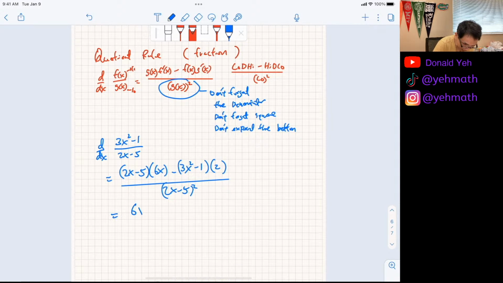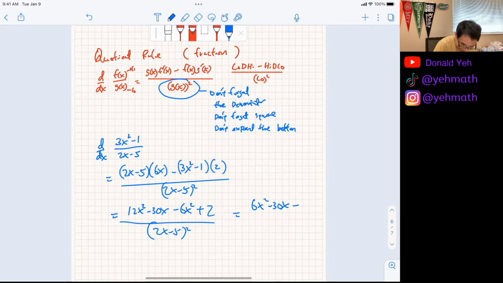Now you can simplify the top. So it's 12x squared minus 30x minus 6x squared plus 2 over 2x minus 5 to the square. So that's equal to 6x squared minus 30x plus 2 over 2x minus 5 to the square. Don't forget the bottom.